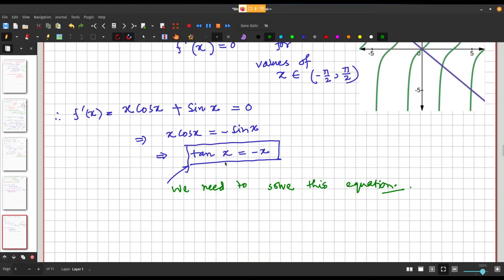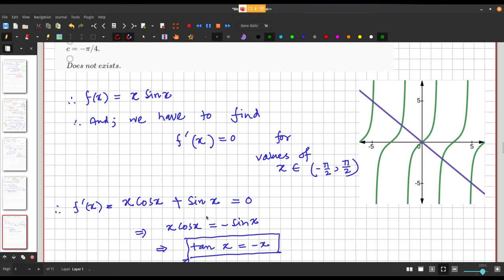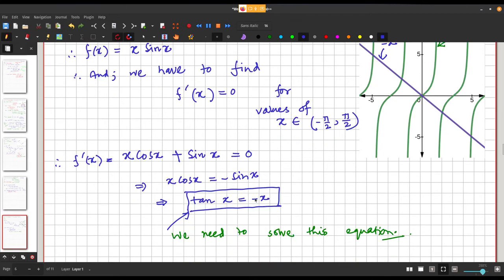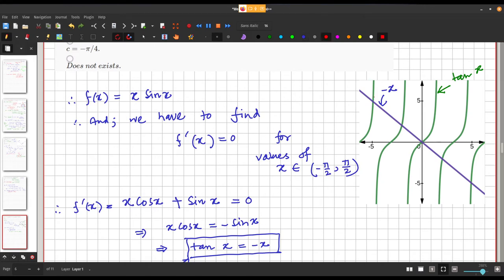This equation will be solved in a graphical way. So here in green I have plotted the function tan x, and in this violet color I have plotted minus x. Now the region where tan x is equal to minus x is where these functions are intersecting. So this point, this point, this point, this point, this point, and it will go on. So because the domain of this tan x function is large, but the function that we are given f x is defined in only this region, minus pi by 2 to pi by 2.